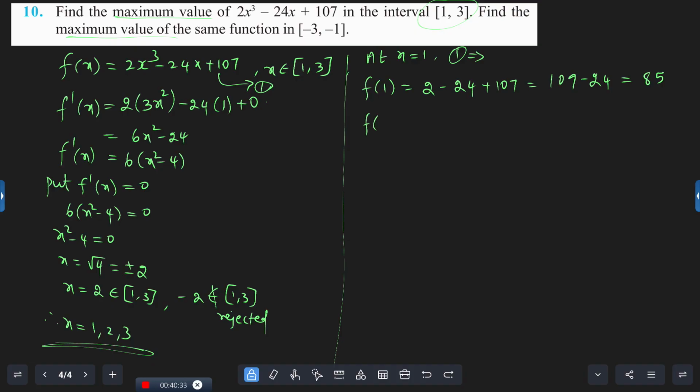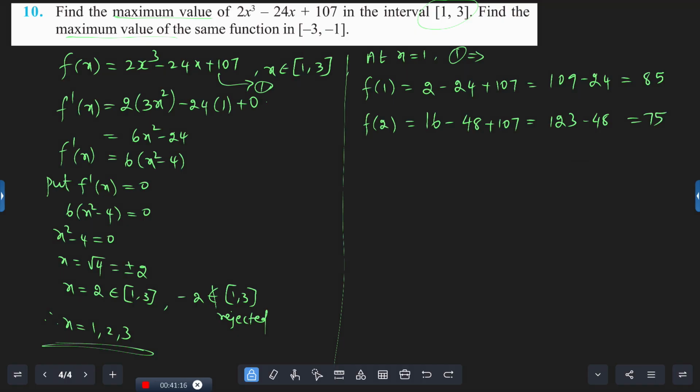So f(2): when I substitute, 2 cubed is 8, and 8 × 2 is 16, minus 2 × 24 which is minus 48, plus 107. 16 plus 107 is 123, minus 48. Subtracting 48 from 123, I get 75. So f(2) = 75.